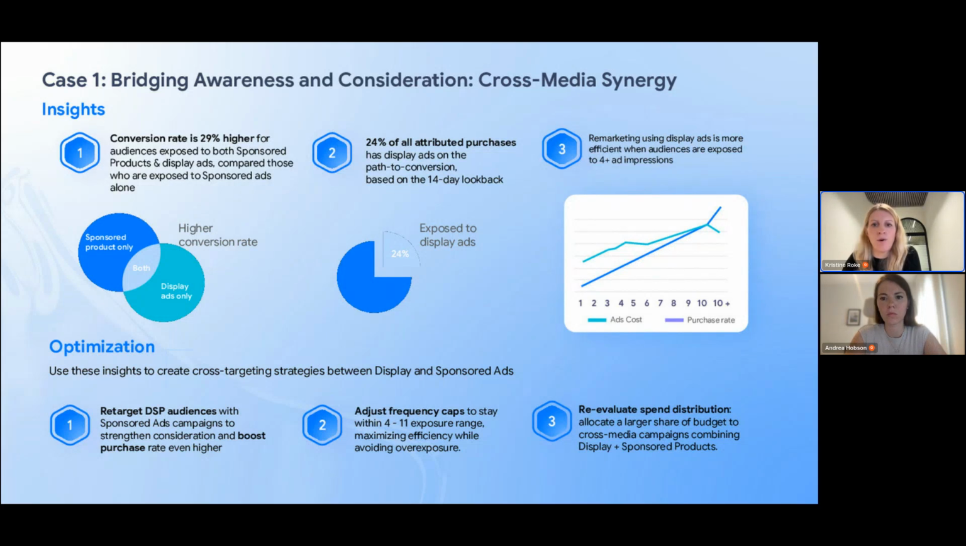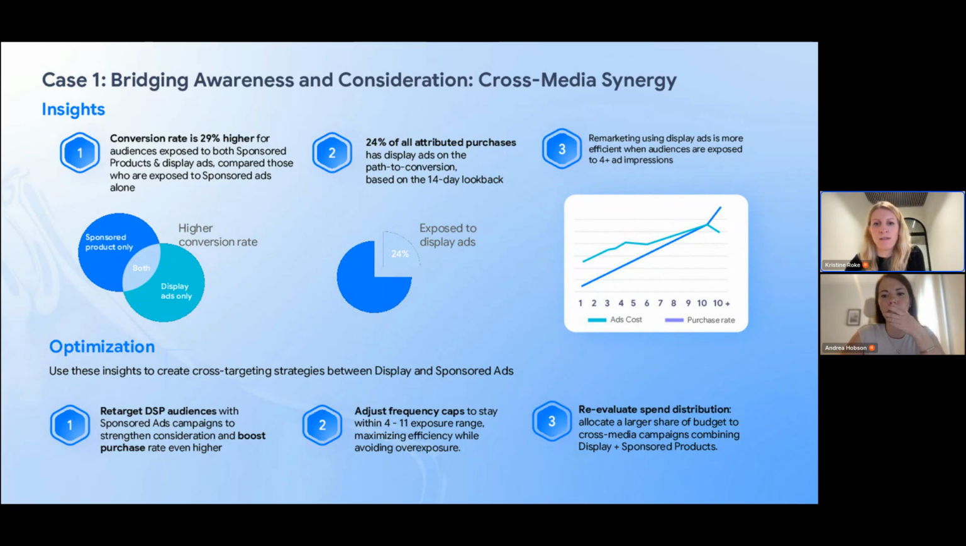So now when we know that, what to do with that insight? So this is where the AMC is also allowing us to move from the analysis to activation. And the first, we can build cross-targeting audiences, for example, retarget the DSP viewers with the sponsored ads to bridge that awareness to purchase gap and to boost even more the purchase rate and go over the 29% of increase.